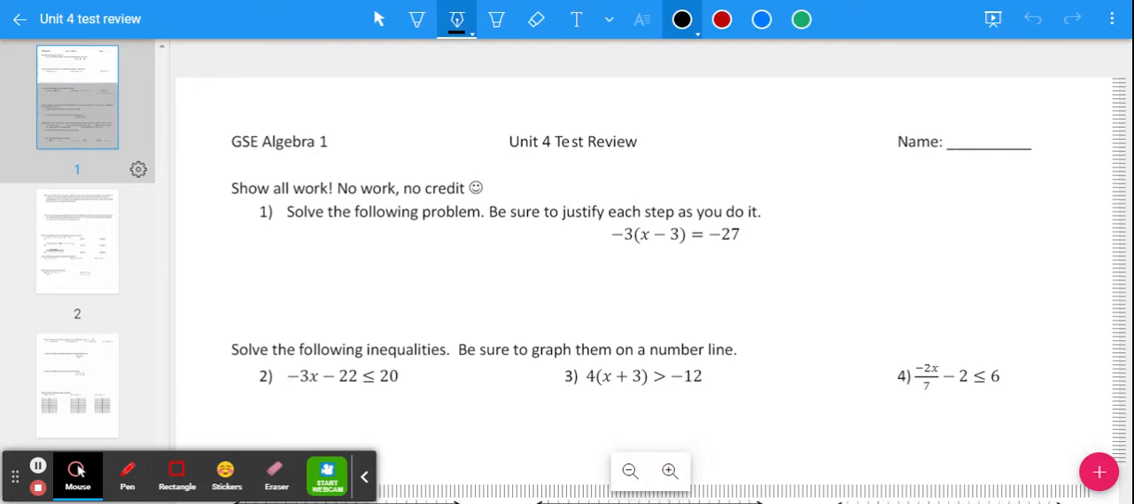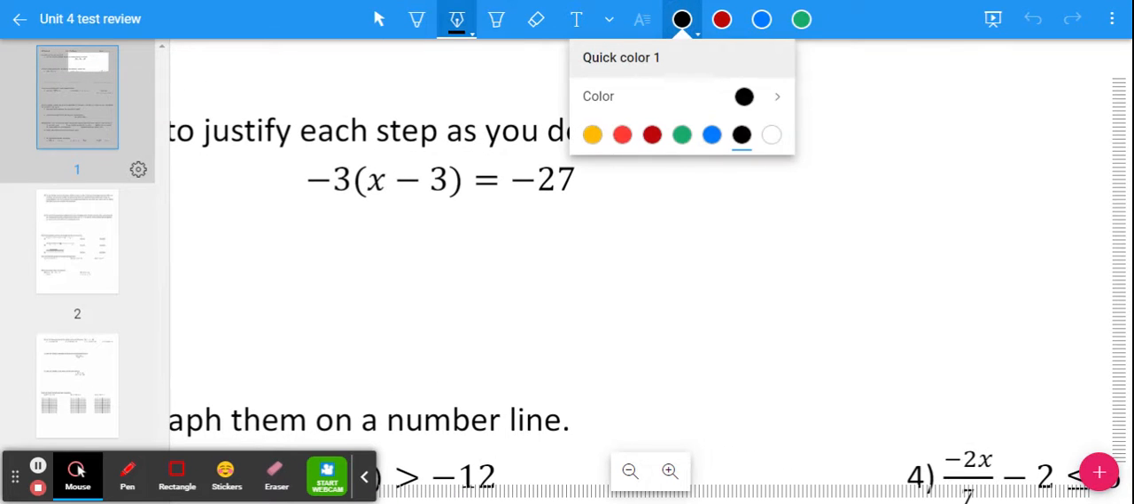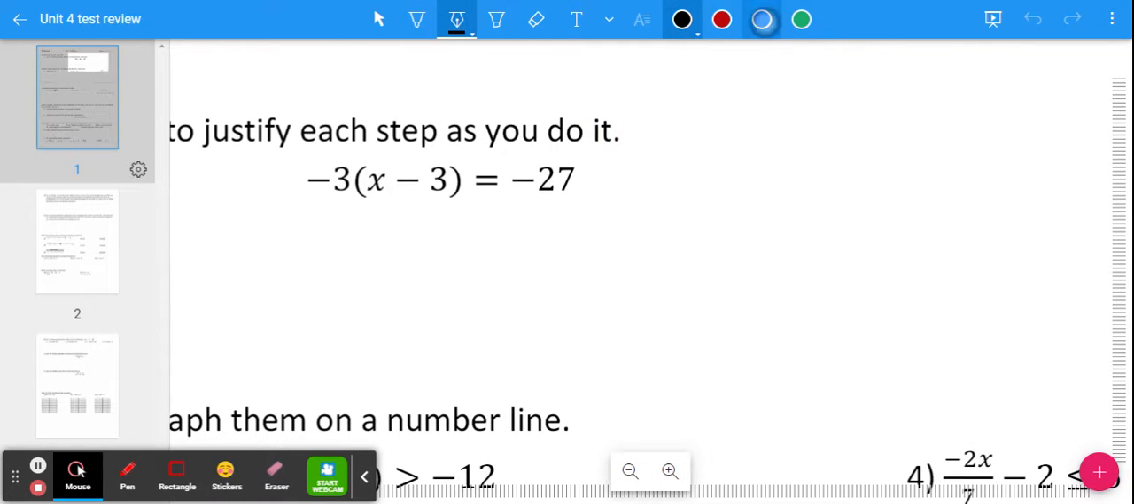to the test. So on the first one, it says, solve the following problem. Be sure to justify each step as you do it. So this first problem can be done one of two different ways. So we're going to do one way, then I'm going to erase it, and then do the other. So you guys can choose which method you prefer. So on the first method, you would distribute this -3 using the distributive property.